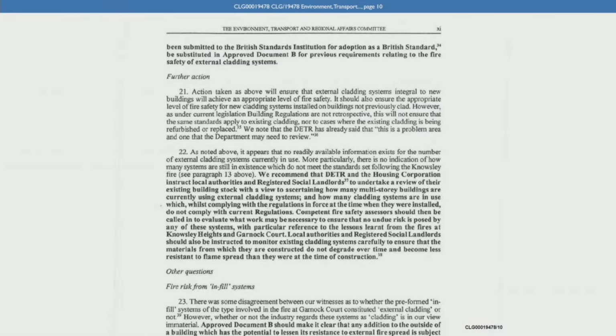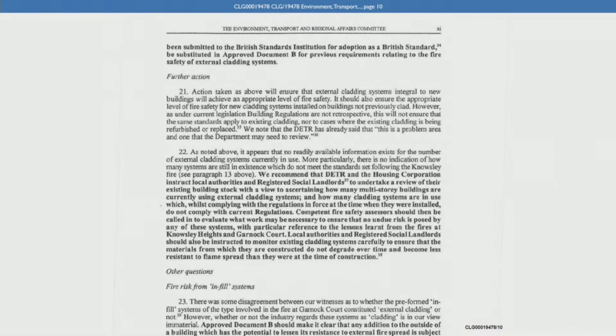And then 20. We believe that all external cladding systems should be required either to be entirely non-combustible or be proven through full-scale testing not to pose an unacceptable level of risk in terms of fire spread. And then in bold, the recommendation. We therefore recommend that compliance with the standard set in the test for assessing the fire performance of external cladding systems, which has been submitted to the British Standards Institution for adoption as a British standard, be substituted in approved document B for previous requirements relating to the fire safety of external cladding systems.